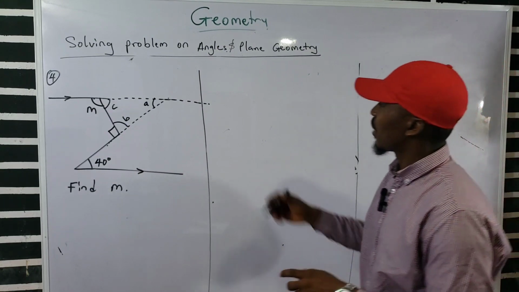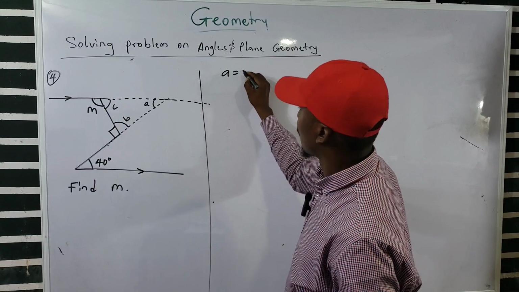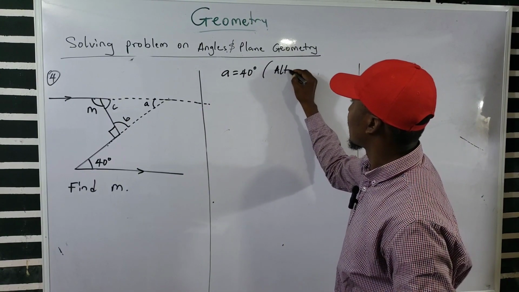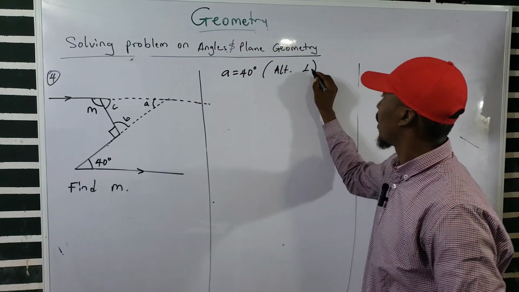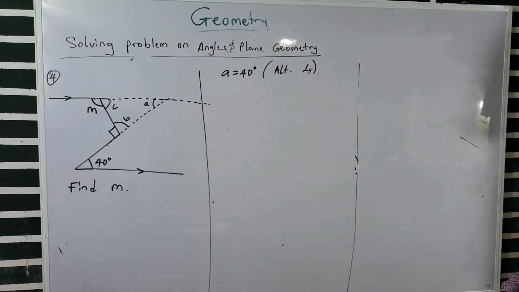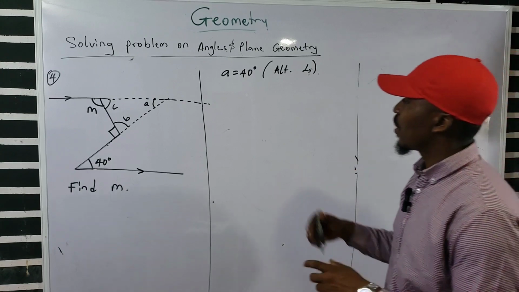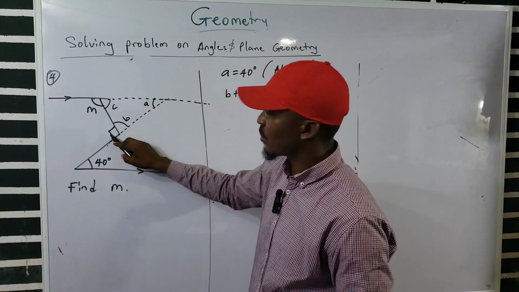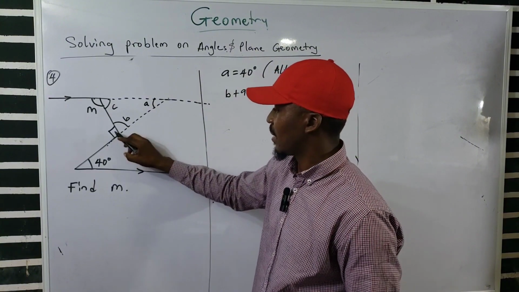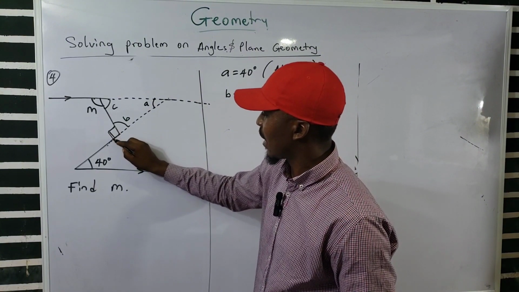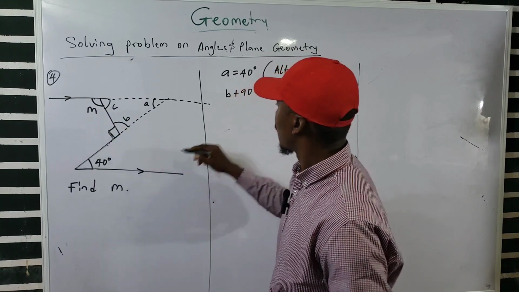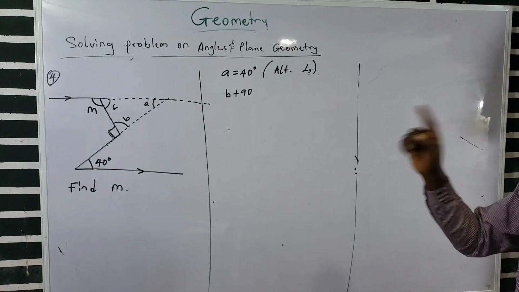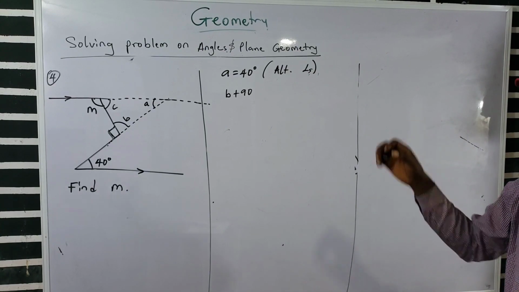The first thing I will do is that A equals what? 40 degrees. What is our reason? Alternate angles are equal. So we have gotten A. Then B plus 90. I told you that this sign, we don't normally give you 90. All we do is to give you a sign like this in block form. So you use it and solve your problem, because whenever you see that sign, it simply means it's 90 degrees.